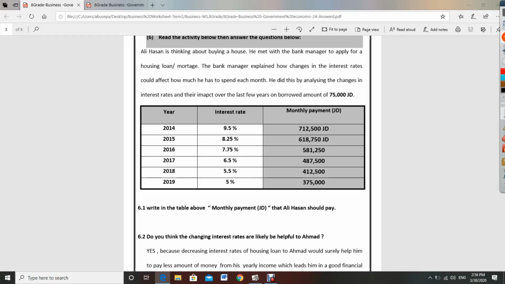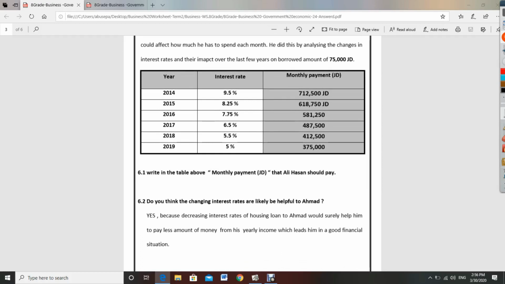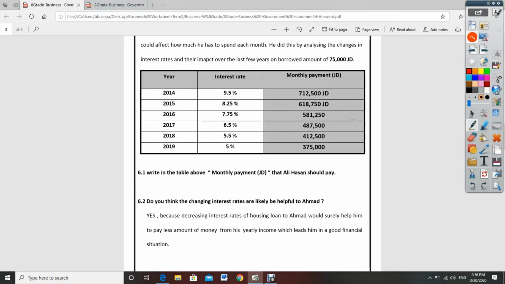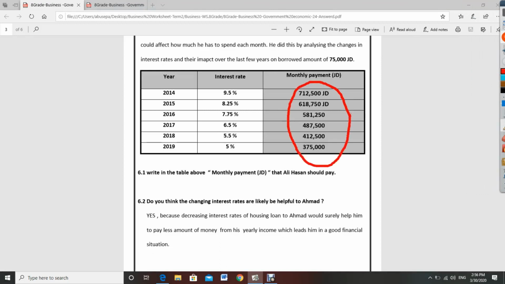As we see, the interest rate decreased and also the monthly payment decreased. The question is, number 6, write the table above monthly payment, and we just write it here. This is the answer of the first question.